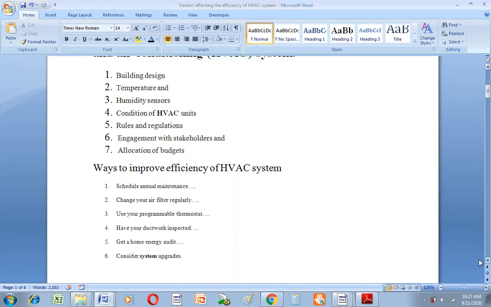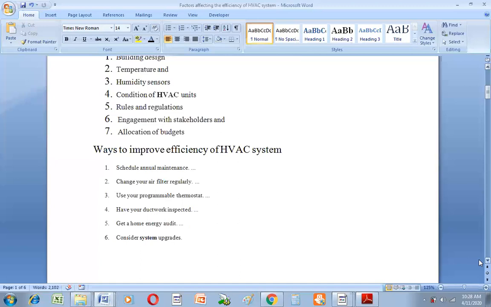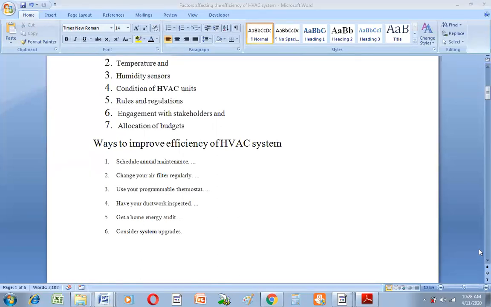Then the next point is system upgrade. It means we have to upgrade the system. We have to use very high quality systems whose efficiency is good.